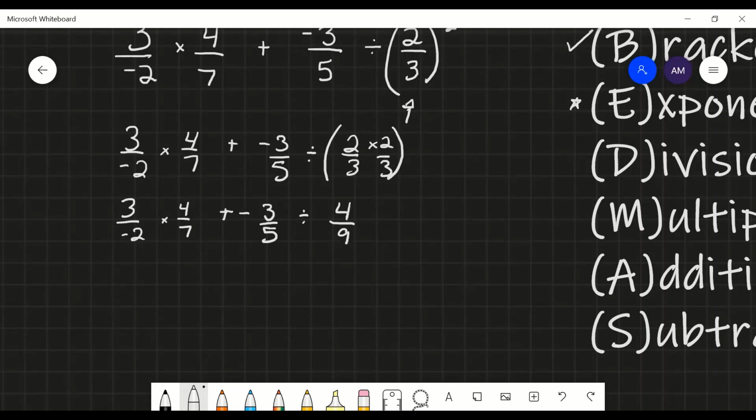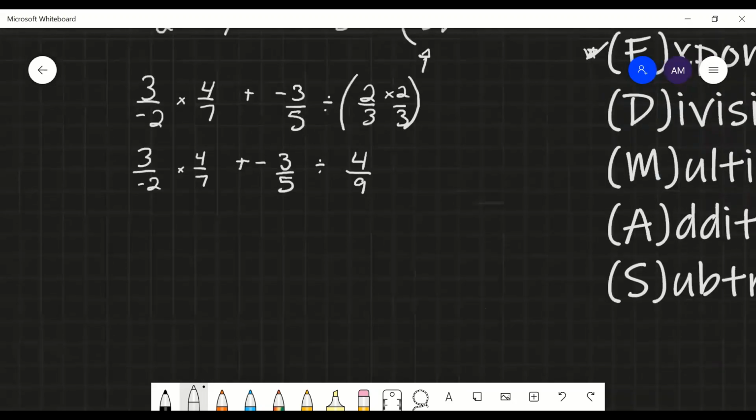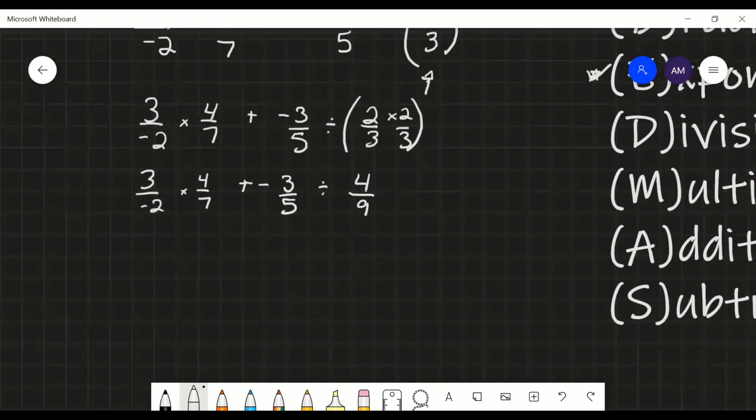So next we can look at divisions. So we've finished the exponents here. Let's look at division. I see a single division at the very end, and the way that you divide fractions is by flipping the second fraction and multiplying.